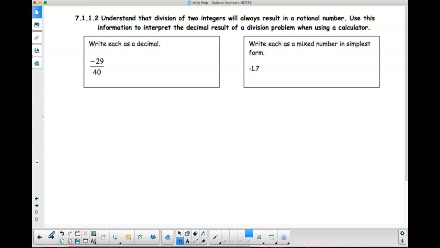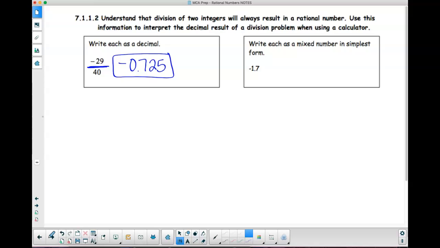What's negative 29/40th as a decimal? Use your calculator. How do you get that? Remembering that this fraction bar needs to divide. So you're just dividing. Don't even worry about the negative sign. Just do 29 divided by 40. Put a negative sign on your answer. What do you get? Negative 0.725. There's your answer.